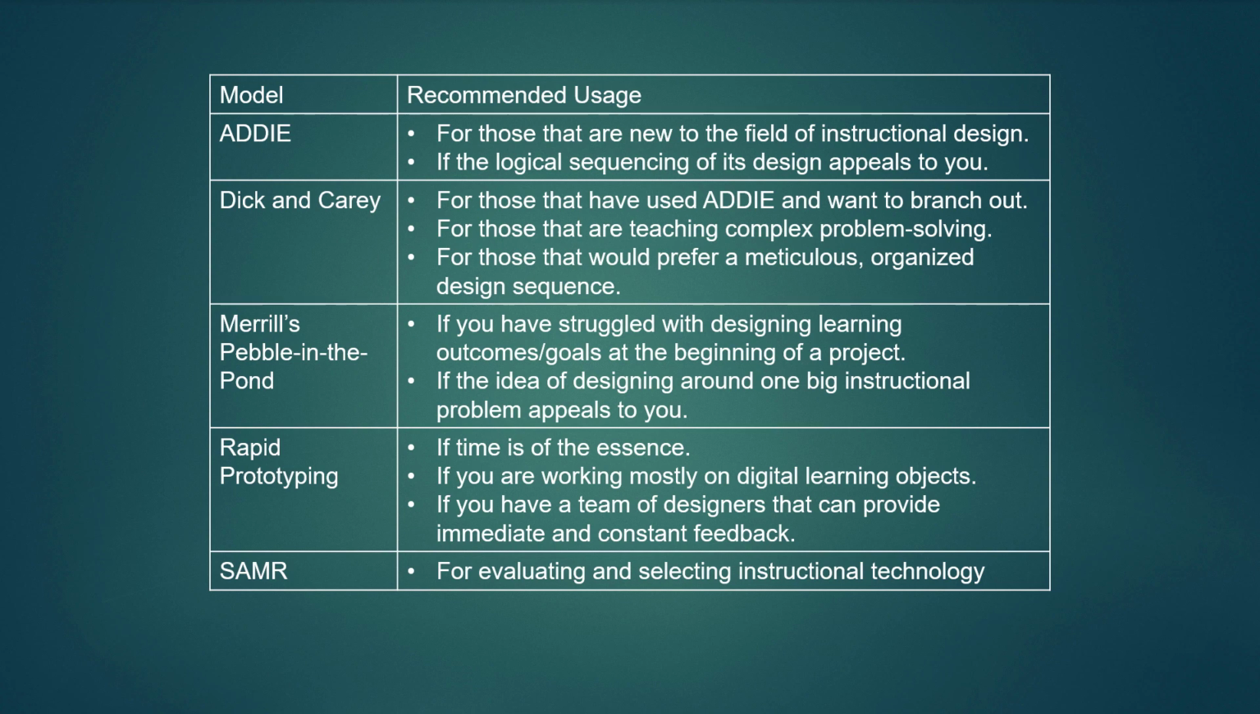It seems to me that rapid prototyping would be most useful for designers working on digital learning objects that also have immediate feedback loops available to them. And finally, SAMR is specifically for those working on selecting educational technology.